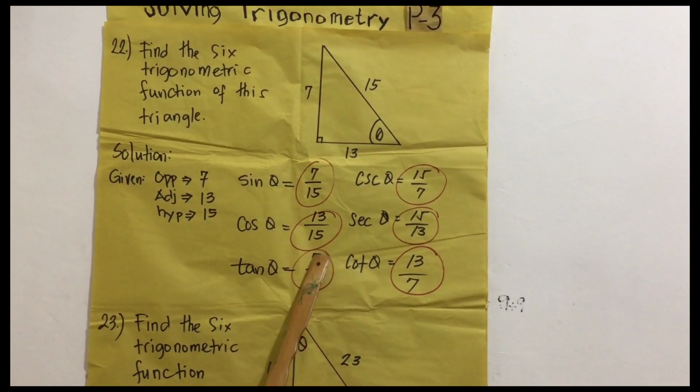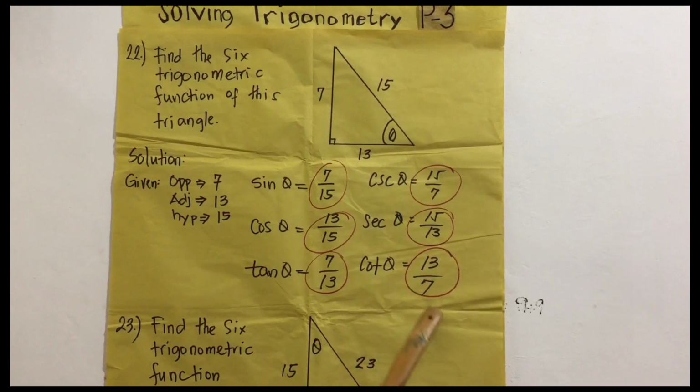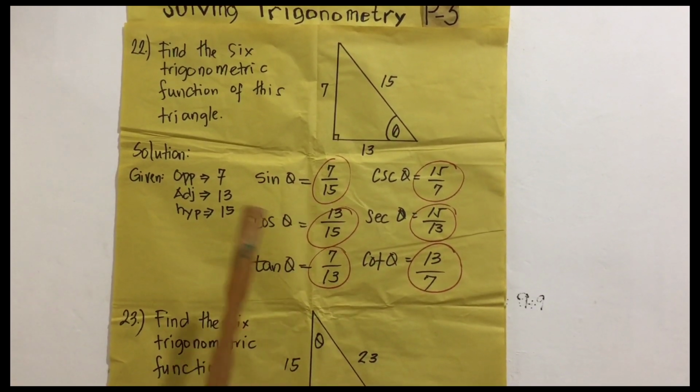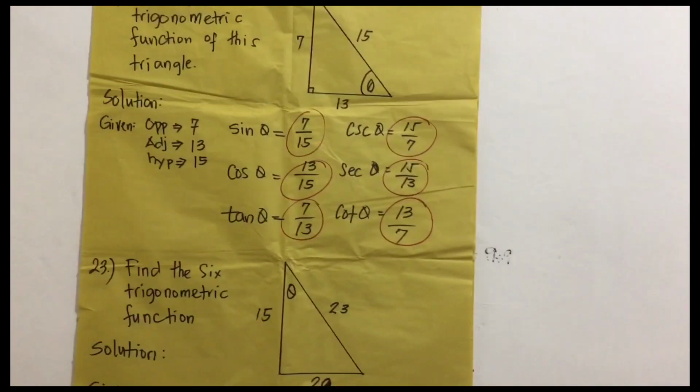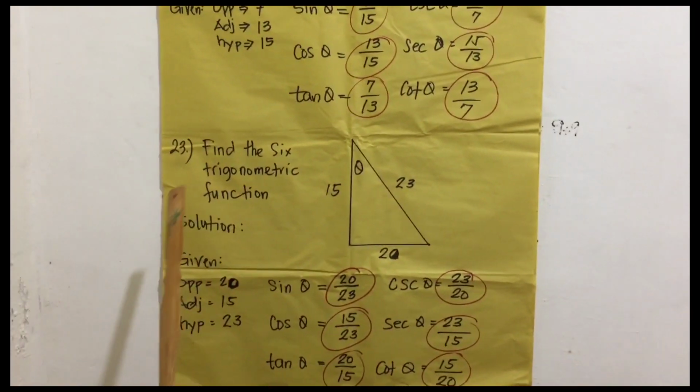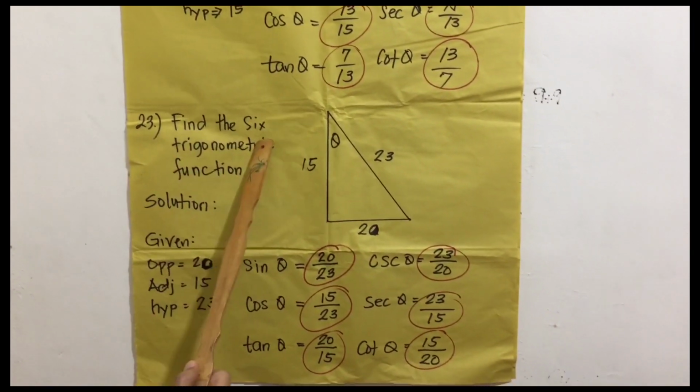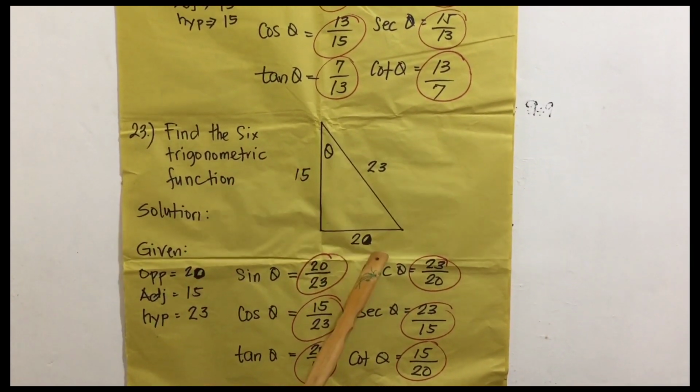Theta is the reverse of 7, 13 is 13 over 7. So that will be our final answer. Okay, next, number 23. Find the 6 trigonometric functions of the given triangle.